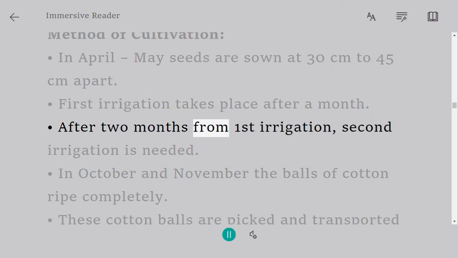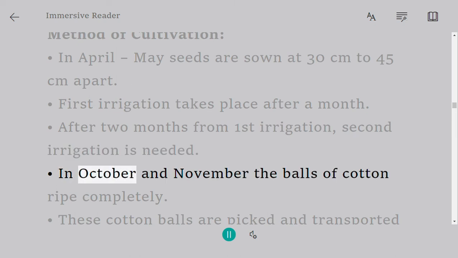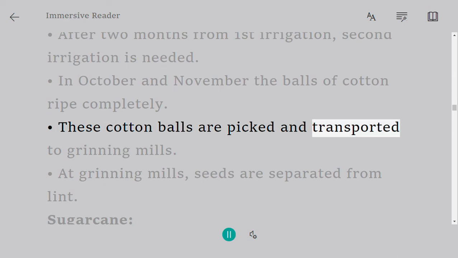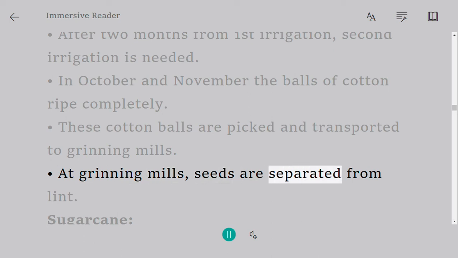After 2 months from first irrigation, second irrigation is needed. In October and November, the bolls of cotton ripen completely. These cotton bolls are picked and transported to ginning mills. At ginning mills, seeds are separated from lint.